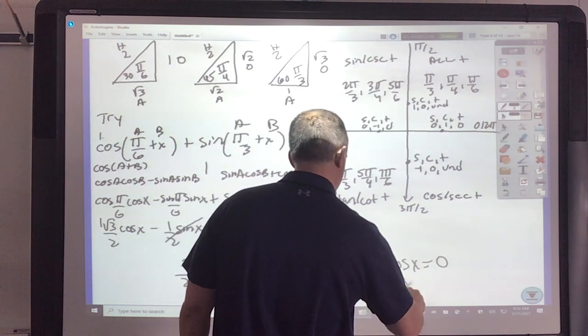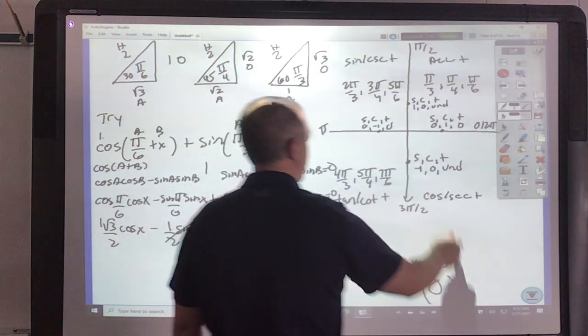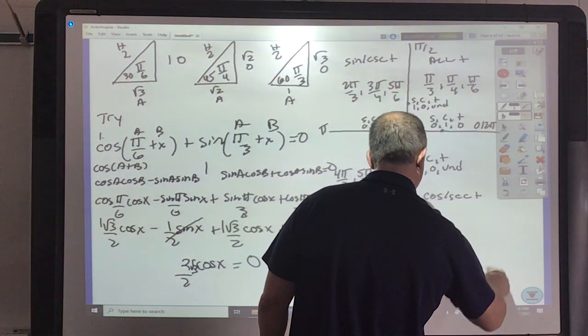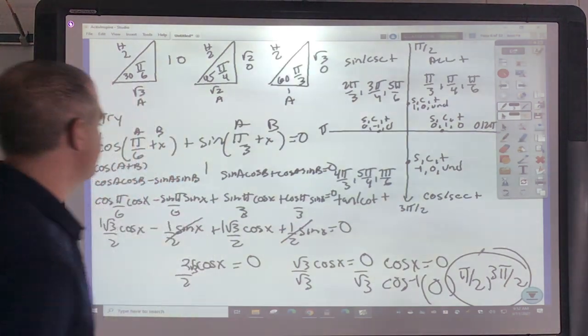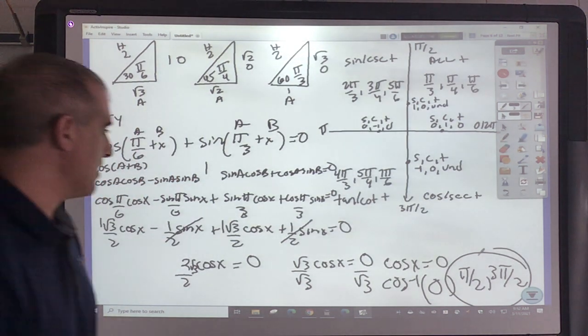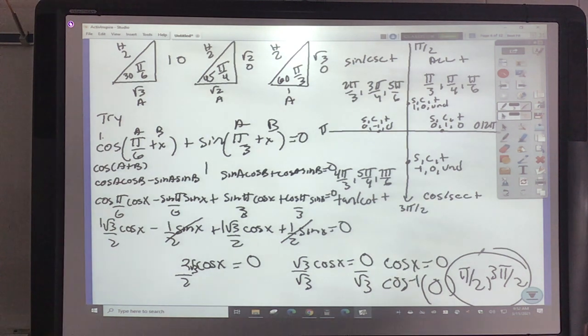Inverse cosine of 0 is going to be 0 at pi over 2 and 3 pi over 2. Not my favorite thing there, but that's what you would do with that problem.